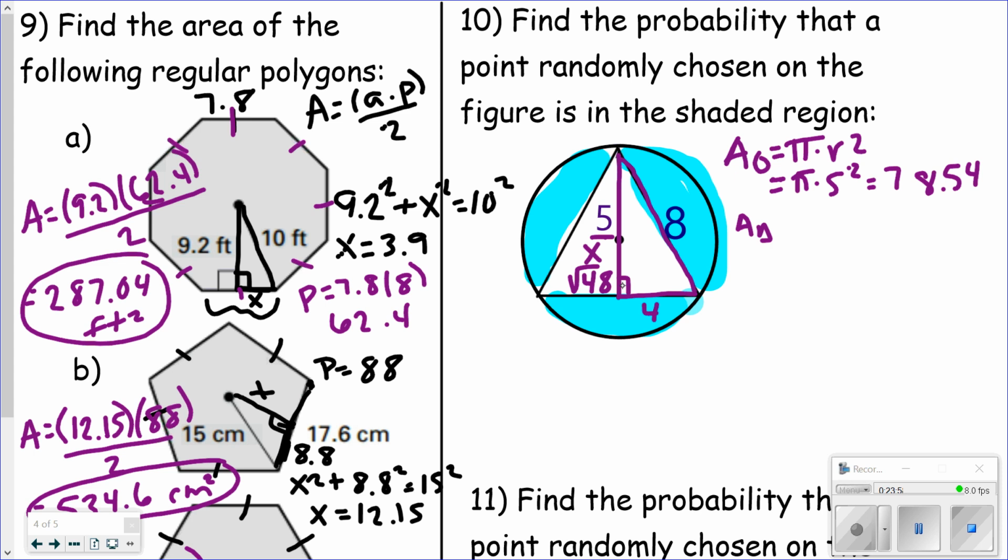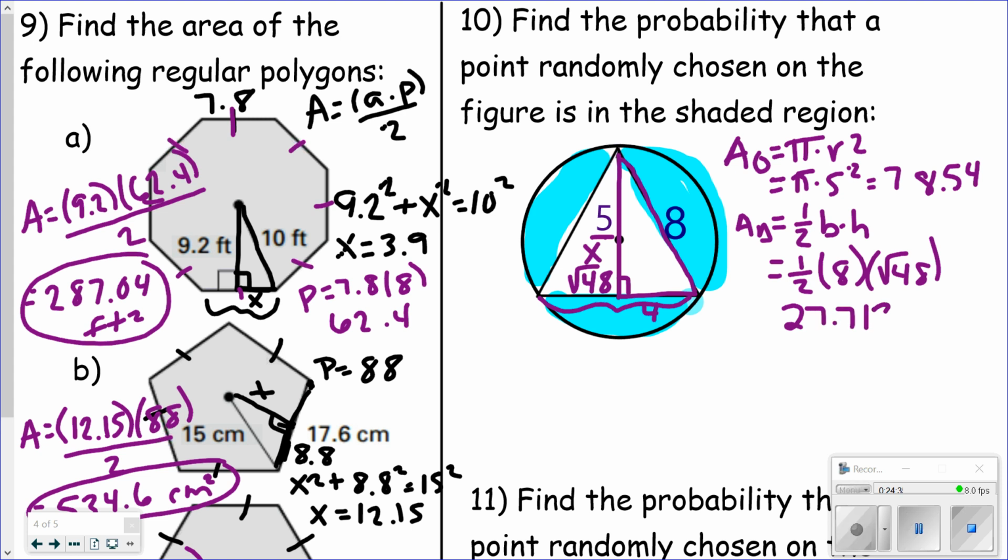Now to find the area of this triangle, area is equal to 1/2 base times height. So 1/2 times the base, which we know is this entire segment here, which is 8. Our height is the square root of 48. If you plug that into your calculator, you would get 27.713.